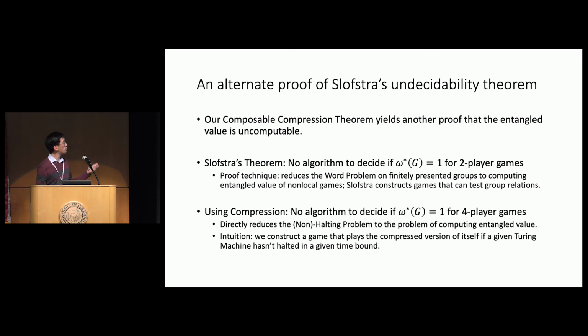Here we can reprove this result by using our compression theorem. And what we do is we sort of directly reduce the halting problem, or technically the non-halting problem, to the problem of computing the entangled value. And the intuition here is that we construct a game that essentially plays a compressed version of itself as long as a given Turing machine hasn't halted in a given time bound. So if you have a Turing machine that never halts, then essentially what this game will do is it will just continue playing compressed versions of itself forever. Okay.